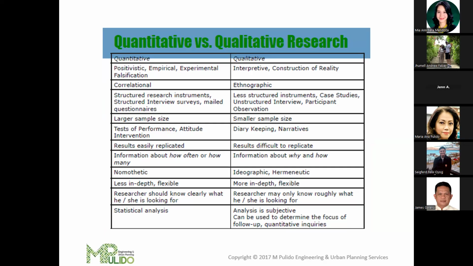I already discussed that before, or was it last night? But now, you will see, so what are those quantitative research? We characterize them as positivistic, etc. And then, correlation analysis. So, it's easy to differentiate or to distinguish what's quantitative and qualitative. It's easy, right?